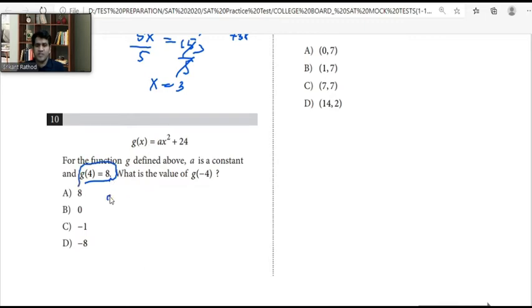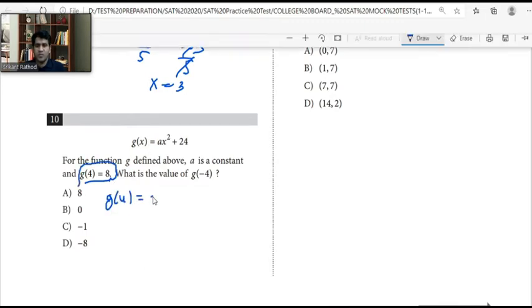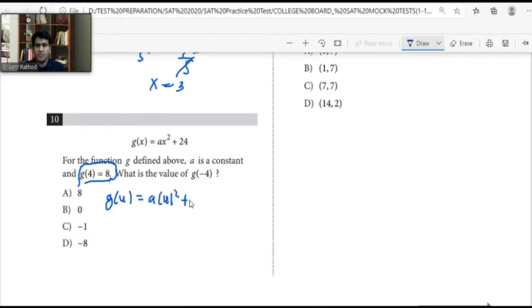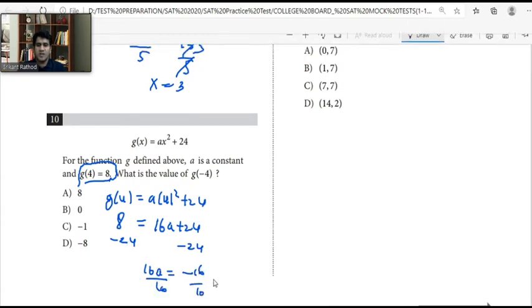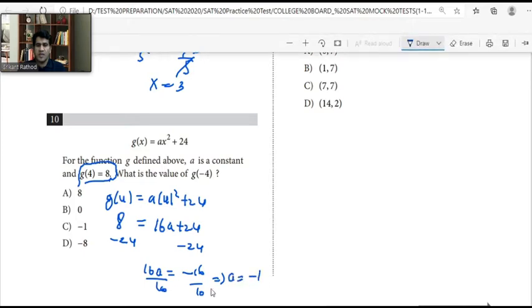Substitute the value of x as 4. g of 4 is equal to a times 4 squared plus 24. So g of 4 is 8. 4 squared is 16, so 8 equals 16a plus 24. Arrange the like terms, minus 24 from both sides. So 16a is equal to 8 minus 24, which is negative 16. Divide by 16 here. The value of a is going to be negative 1.